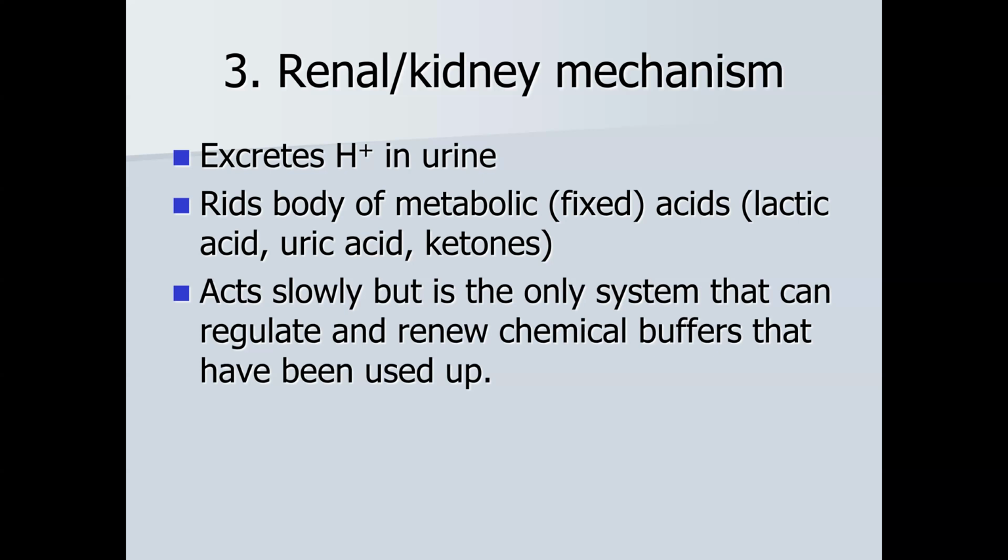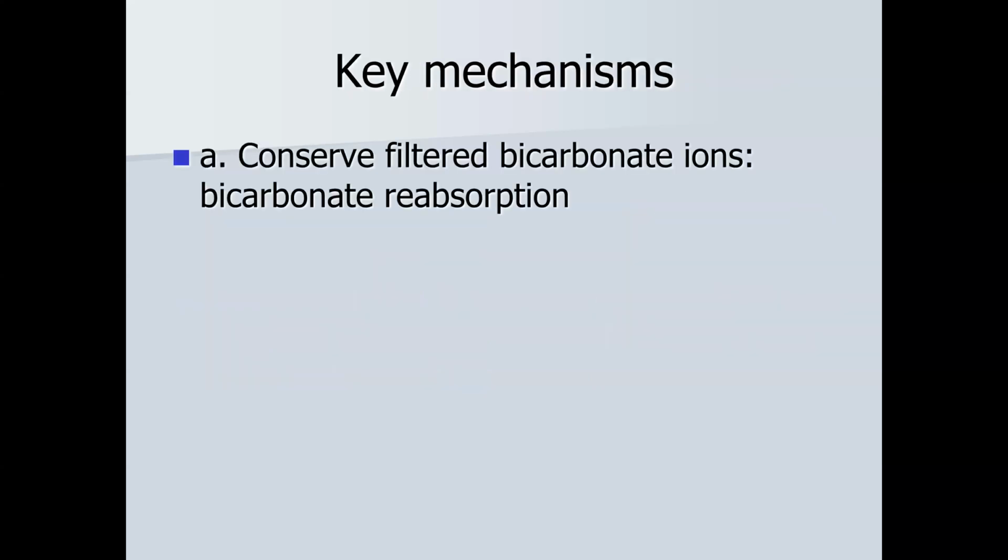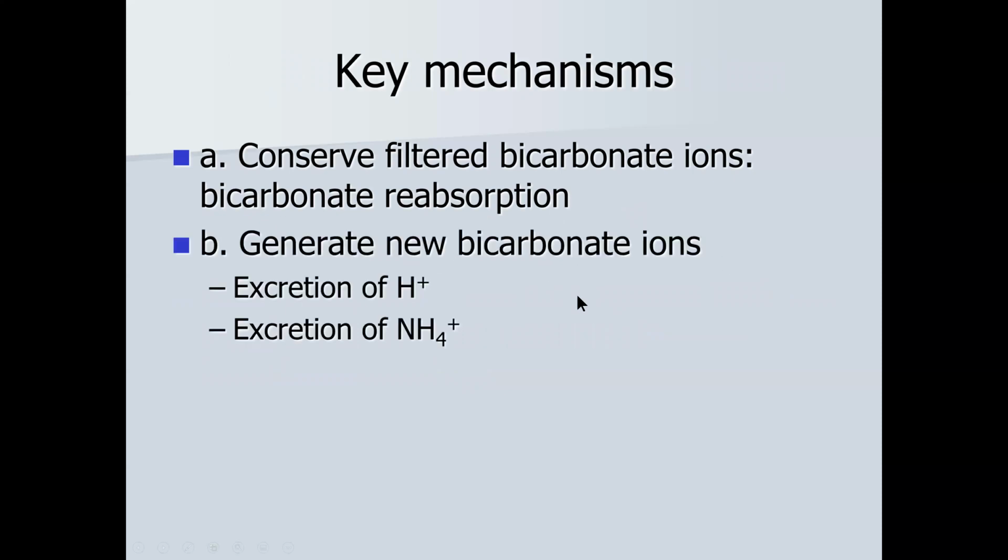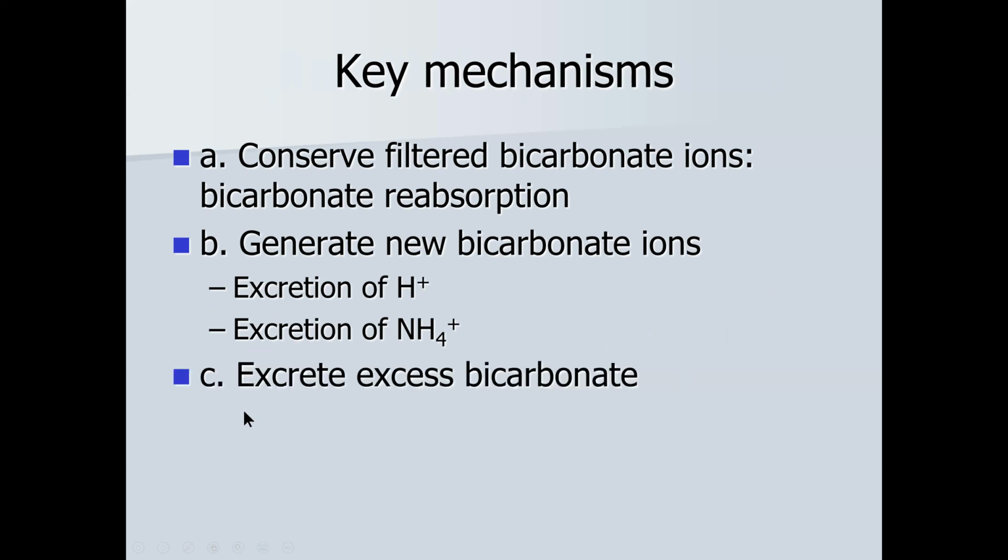But the kidney system is slow acting, and with somebody who has normal renal function, it has the largest capacity to enact change. It acts slowly, but it's the only system that can regulate and renew chemical buffers that have been used up. So if we've used up our buffer system, we can get rid of the hydrogen ion off the carbonic acid and make a new bicarbonate ion. Key mechanisms: conserve filtered bicarbonate ions through bicarbonate reabsorption, generate new bicarbonate ions with excretion of either the hydrogen ion or the ammonium ion, and excrete excess bicarbonate.